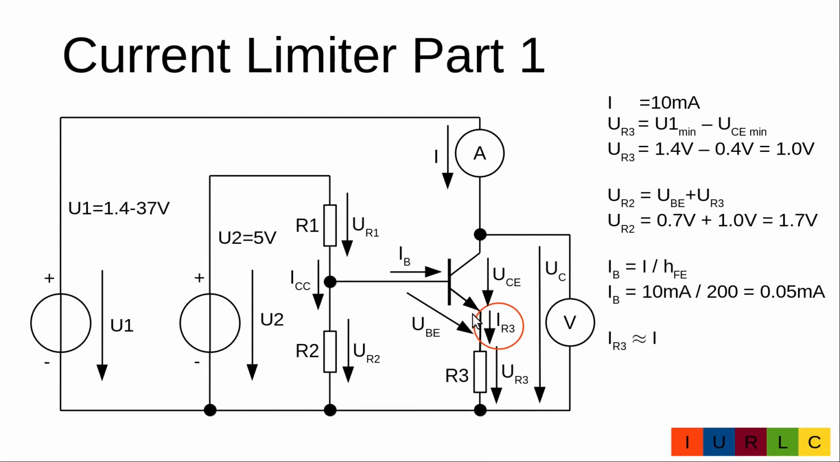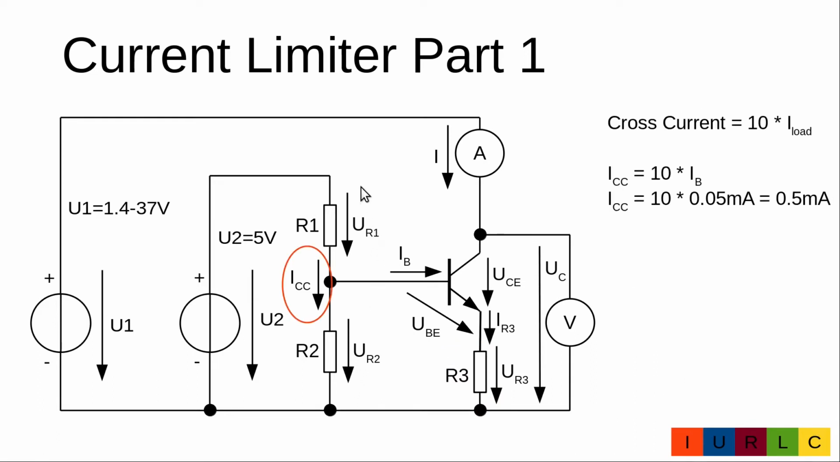The emitter current is the sum of the base current and collector current. Due to the fact that the base current is very small, we can assume that the emitter current E R3 is roughly the same as the collector current. Now we have all information to calculate the resistance of the current sense resistor R3. R3 is the voltage R3 divided by the current R3. It's 1 volt divided by 10 milliamps is 100 ohm.